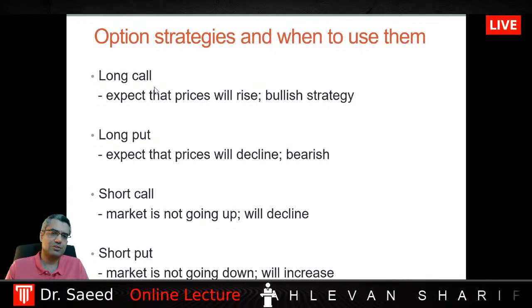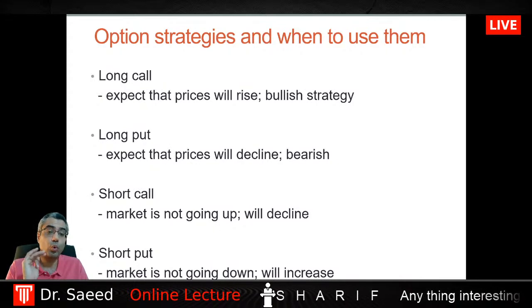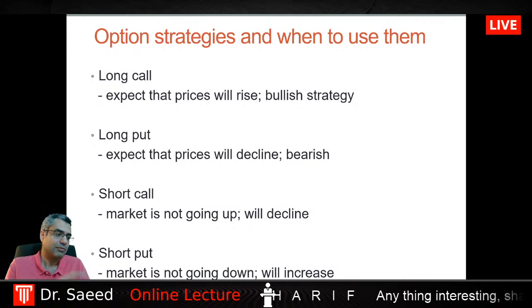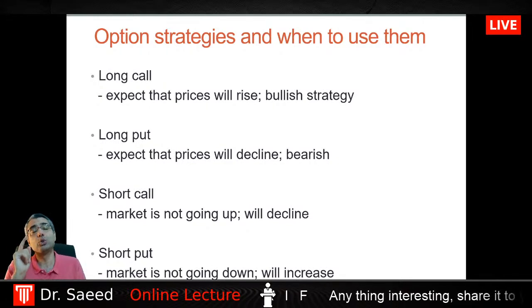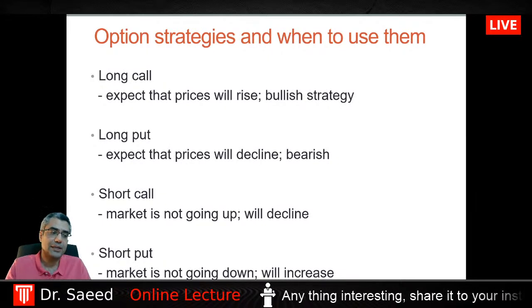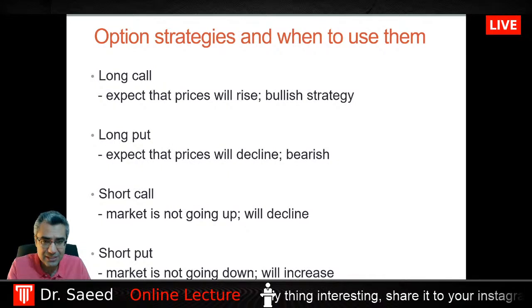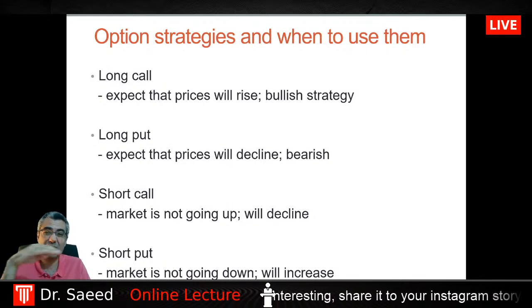So you use a long call when you expect the price to increase, when you are bullish. What about long put? When you expect the market to go down, when you are bearish, the prices are going down. For short call, you expect the price won't change or will decline if you are selling a call. When you are selling a call, your maximum profit is the premium you receive. And when will you receive it? You receive this premium when the other party, the buyer, is not exercising the contract. And this is the case for a call when the price goes down or doesn't go up.